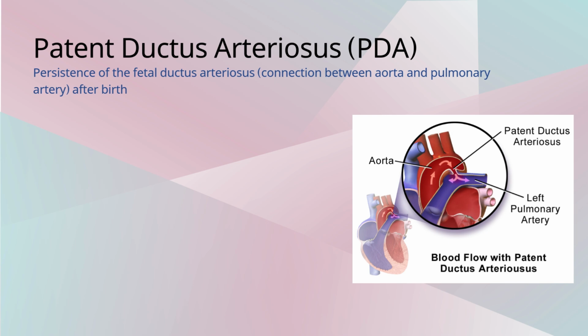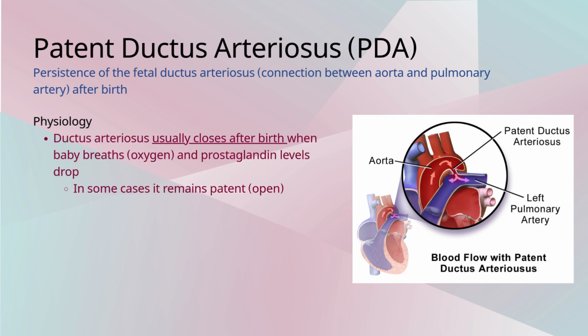And you can see in the graphic below that little connection, the PDA. It's supposed to close after birth when the baby starts breathing. Oxygen triggers this closure. Something else that triggers closure is decreased prostaglandin levels. Prostaglandins are what keep the PDA open during fetal development. After birth, the placenta is lost and the prostaglandin levels go down, and this allows the ductus arteriosus to close. So a patent PDA is just when this bypass remains open after birth.